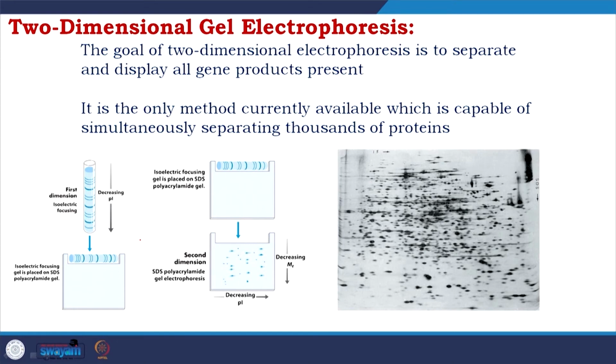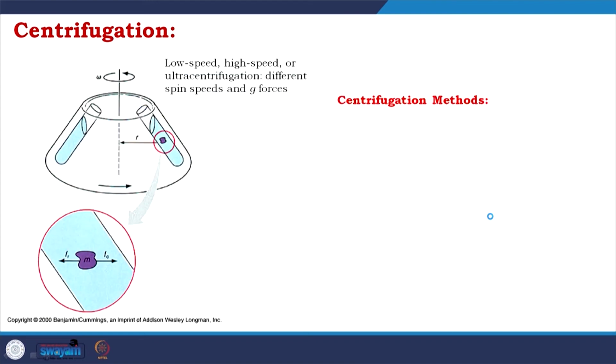Then you load it into an SDS polyacrylamide gel, which I talked about earlier. So, now they are differentiated according to mass. So, you will get a very noisy gel like that, but you could pick up spots from here and you could perform mass spectrometry based analysis, which I am talking about later.